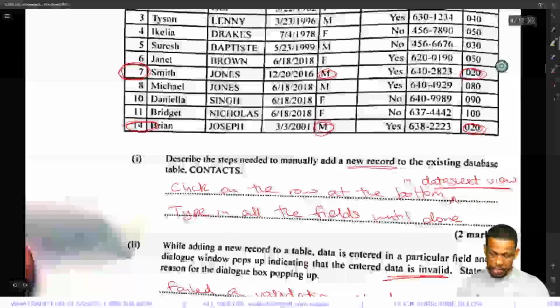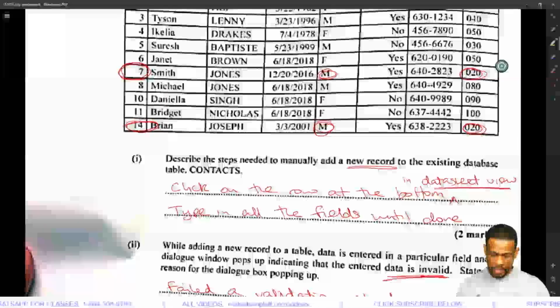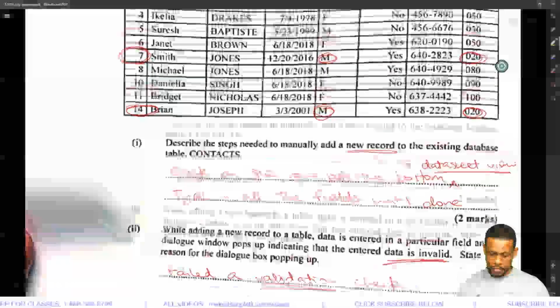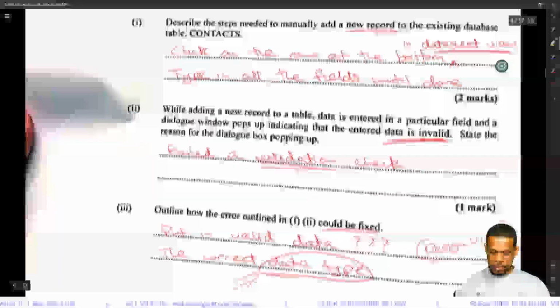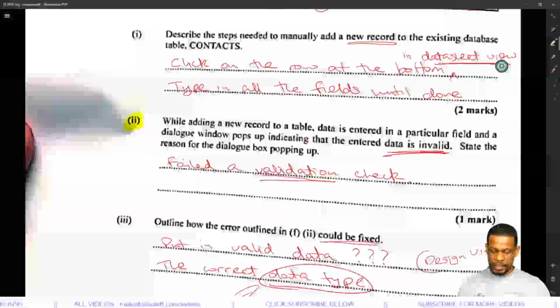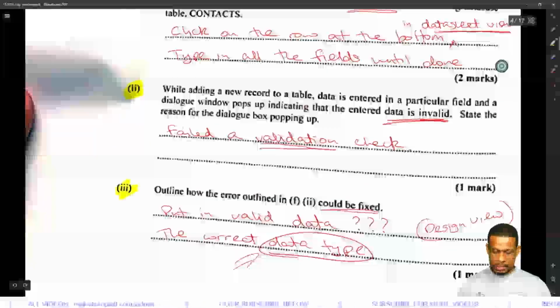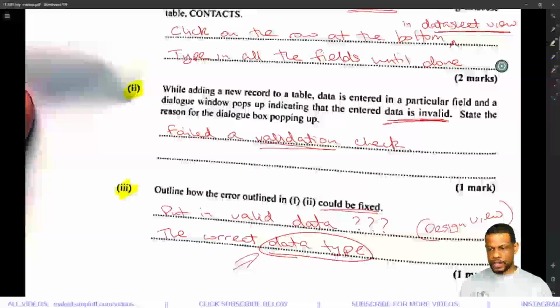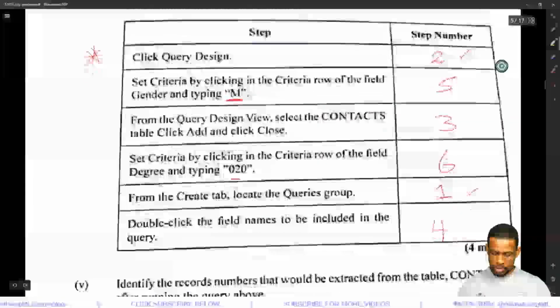Part F, this here with the datasheet view. That's kind of straightforward. I'm sure they're looking for data should be there. Fail a validation check, I'm not too sure what they will look for here. The validation check, or going into the design view and changing the data type. These two will be iffy in terms of how I think they will mark. Part 4, no issues here. This one should be okay. The 4 marks should be unlocked there. No issues. 7 and 14.